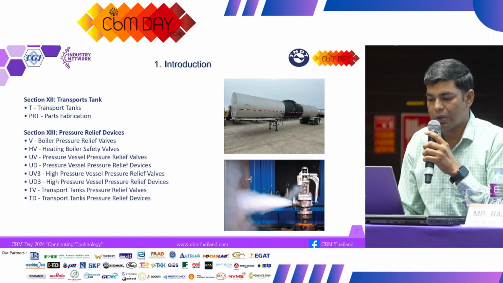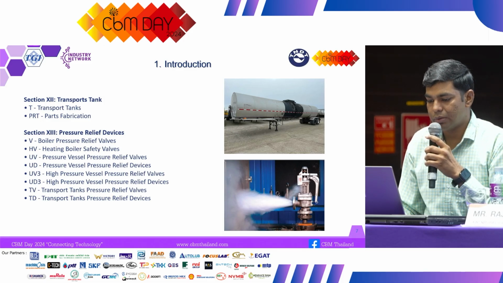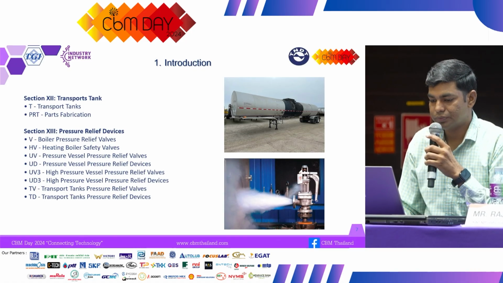Then the U2 stamp is the alternative rule for pressure vessels. And Section 8 Division 3 is high pressure vessels, with the U3 stamp. Section 10 is reinforced plastic vessels, fiber reinforced plastic for chemical storage, with the RP stamping process. Section 12 is transport tanks, identified by T. And the pressure relief devices: V for boiler pressure relief device, HV for heating boiler safety valve. Pressure relief devices and their valves are provided these symbols.